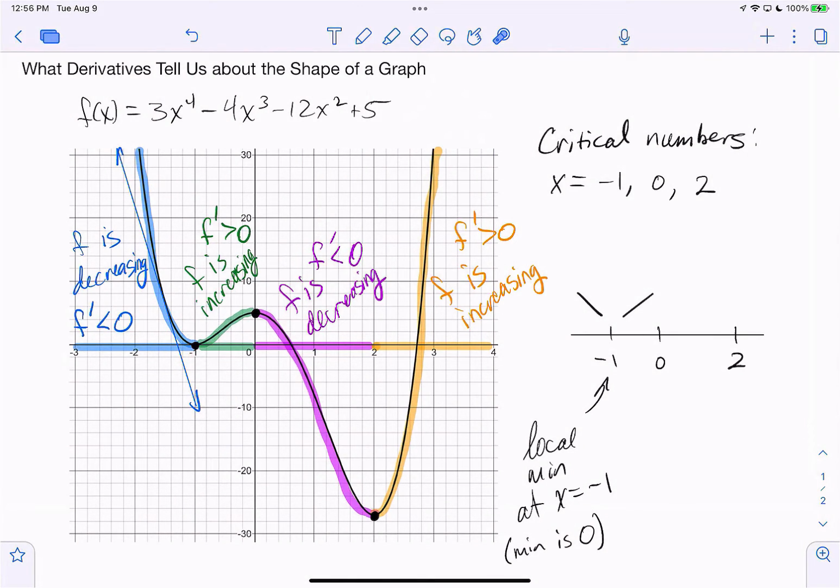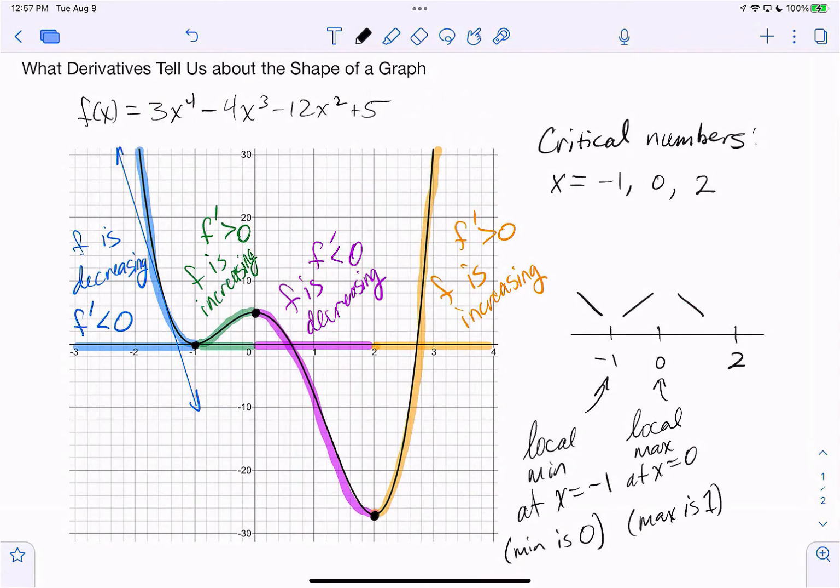If we now turn our attention to the left and right of where x equals 0, we see that to the left, the function is increasing, or we have positive derivatives, and to the right we have negative derivatives. So on our number line here, we have increasing to the left of 0, decreasing to the right of 0, so we know we have a local maximum at x equals 0. And again, by the way, the maximum value is 5, right?